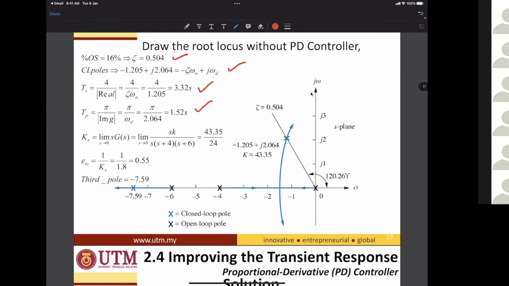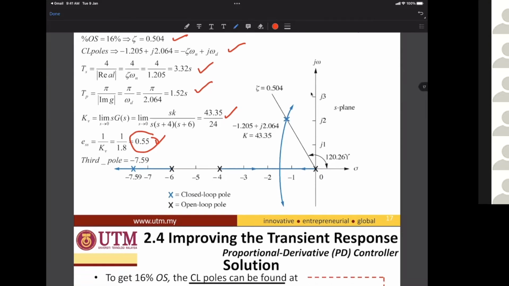And then KV adalah limit SGS, which is equal to SK divided by S plus 4, S plus 6, 43.35 divided by 24. And error itu adalah 1/KV, which is 0.55. Maknanya KV ni exist lagi lah. Okay, KV exist, 0.55. Right, so ini yang lama, before PD controller.